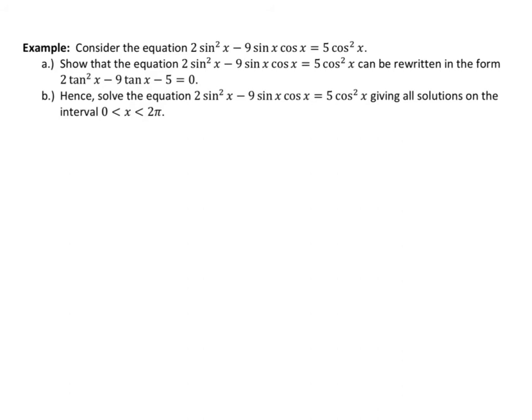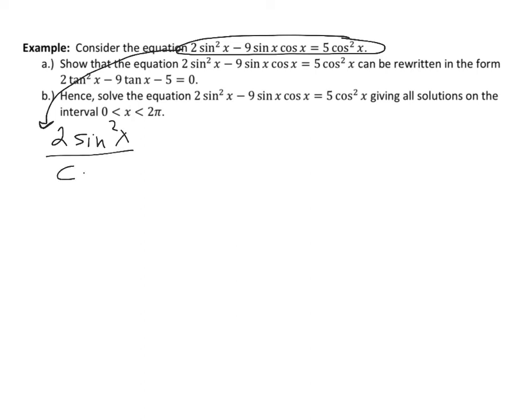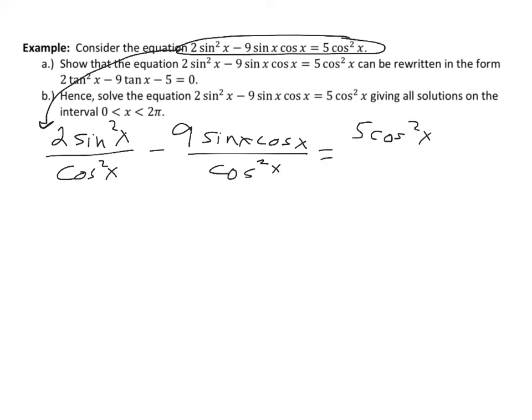Okay, so now let's look at actually doing this, right? If I were to take this equation right here and divide both sides of it by cosine squared x, I would have 2 sine squared x over cosine squared x minus 9 sine x cosine x over cosine squared x. And finally over here, I guess I'll write it out, 5 cosine squared x over cosine squared x.